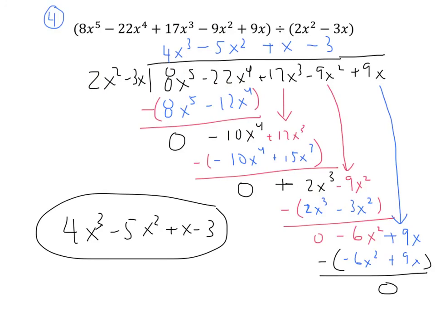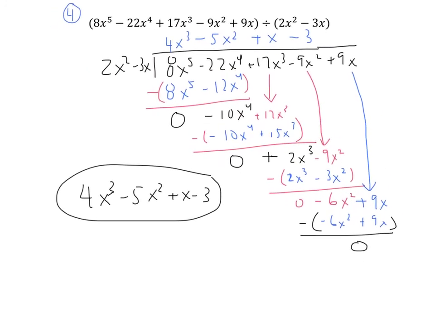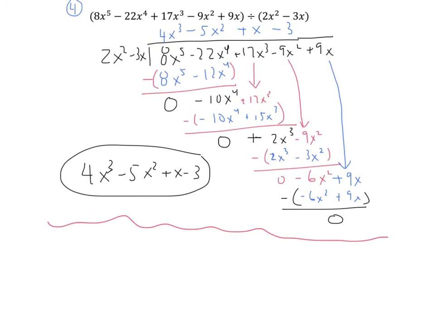All right, before we go to our last slide here, I just want to talk about one quick thing. Let's just pretend for a second that at the end we got a remainder. What would it mean if we got a remainder? Let's say in this problem we got a remainder of 5. Well, that would mean that this division doesn't work evenly, right? And so our answer would be 4x cubed minus 5x squared plus x minus 3 plus 5 left over that has to be divided by 2x squared minus 3x. So this here would be the final answer if we had a remainder.